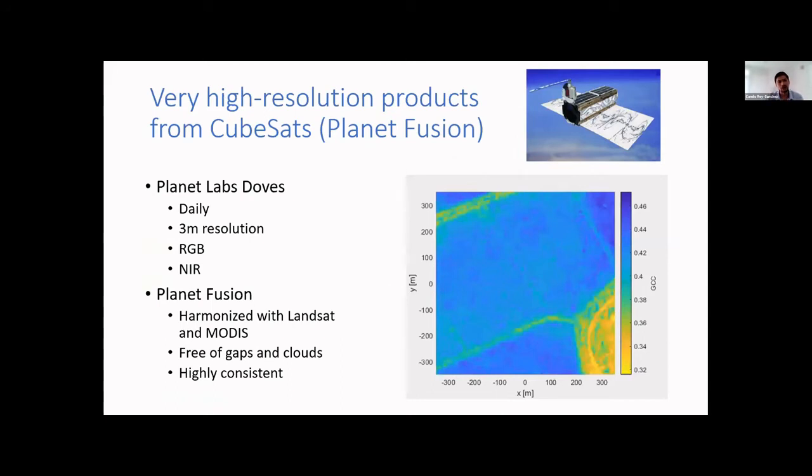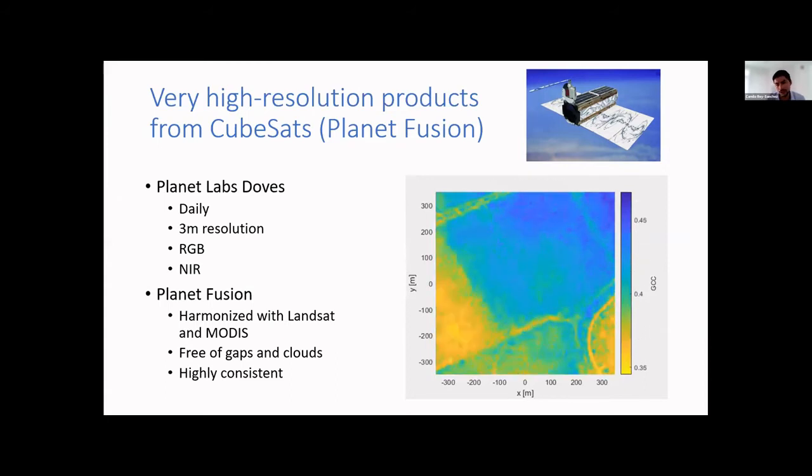So we were looking at these very high resolution products from CubeSats, particularly the Planet Fusion product from Planet Labs, that is giving us daily information at 3-meter resolution in 4 bands: red, green, blue, and near infrared. And with this new Planet Fusion product, we're getting images that are harmonized with Landsat and MODIS, free of gaps and clouds, and highly consistent.